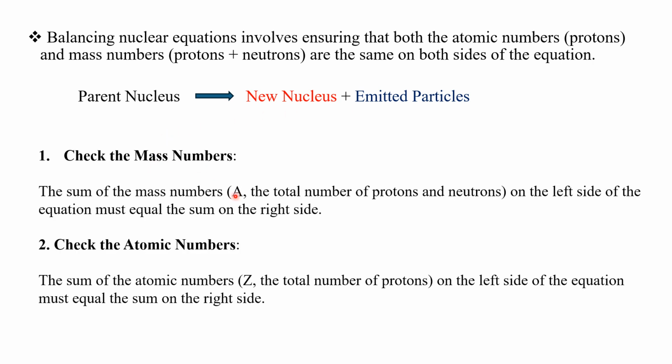Mass number is symbol A, that is the total number of protons plus neutrons. So we need to match the left side: the sum of the protons plus neutrons count should be equal to the neutron plus proton count on the right side. Next, the atomic number or Z number, that is the total number of protons. If you add all the Z numbers together on the left-hand side, the reactant side, that should be equal to all the Z numbers on the product side.